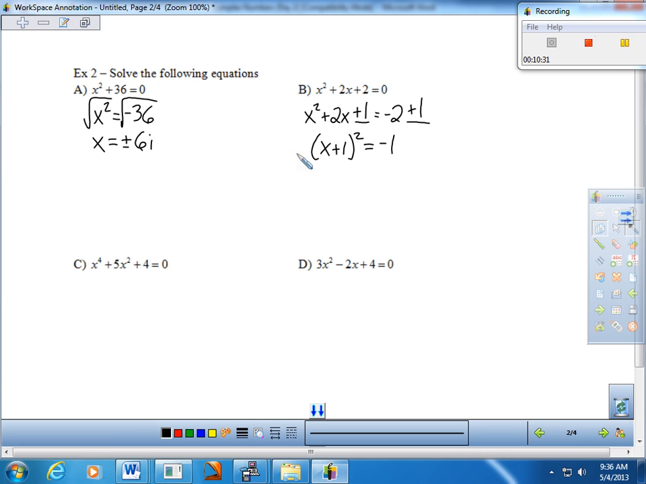I'm going to undo the square at this point. Again, the whole reason for doing that is to change it into a more user-friendly form. And I've done that right there. Square and square root will cancel. I get x plus 1 equals plus or minus, of course, everybody. And what is the square root of -1? That's just i. So you could put it as a 1i if you'd like.